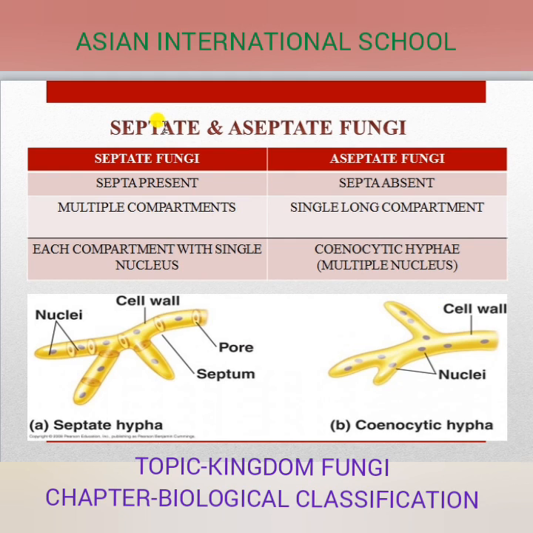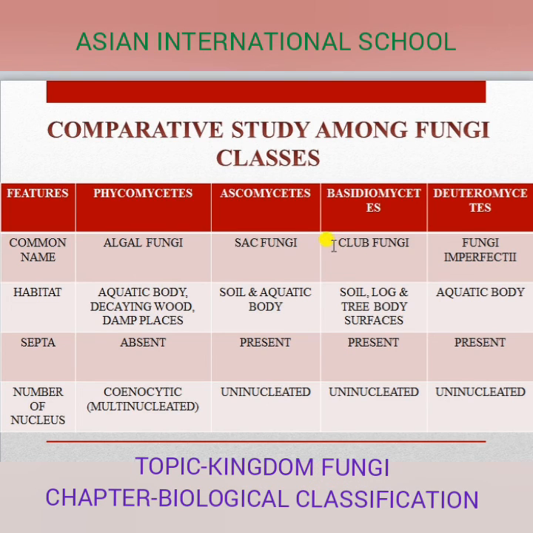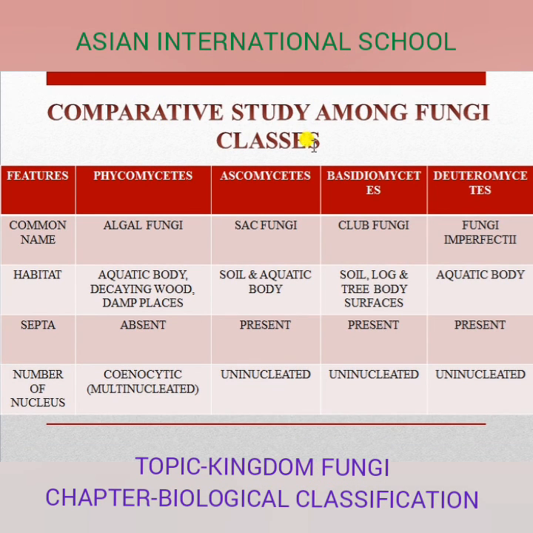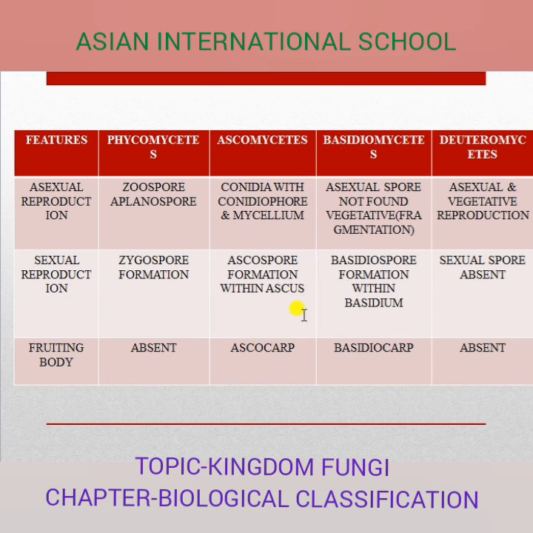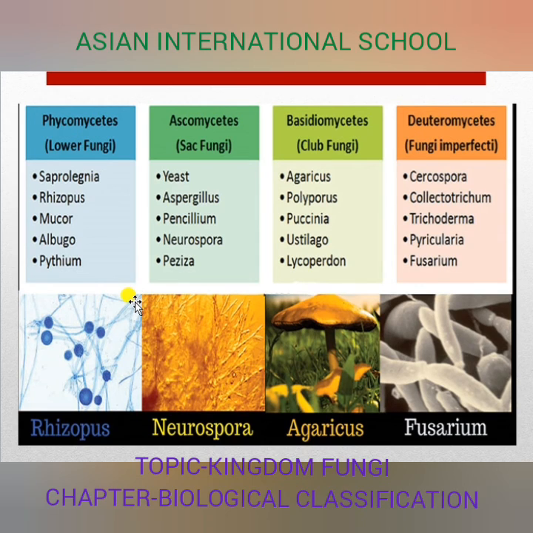Septate fungi, always keep in mind, will be uninucleated, but aseptate fungi will be multinucleated or coenocytic, because their entire hypha is considered as one compartment. Next you can see the comparative study among fungi classes based on various features, and the same in the next slide, and in the last slide you can see the examples of various fungi classes.